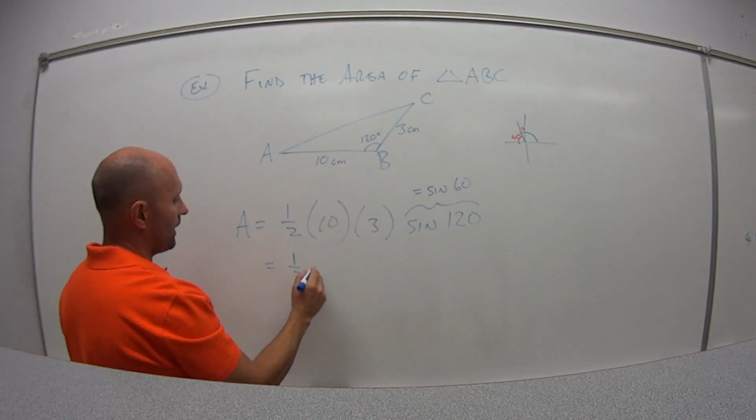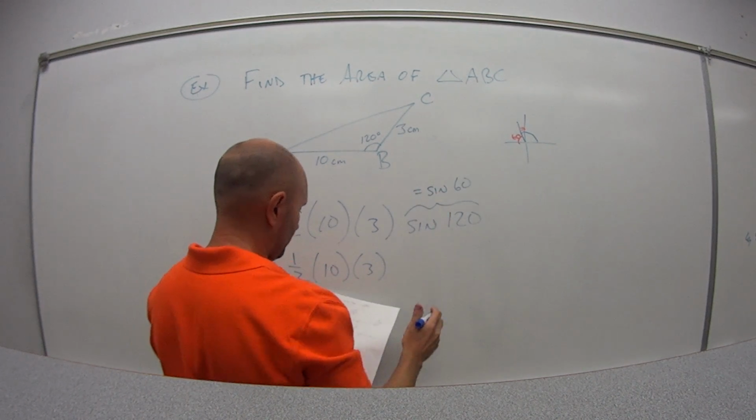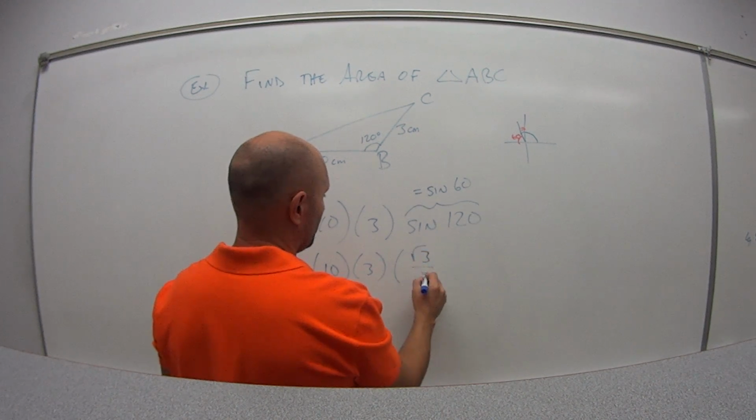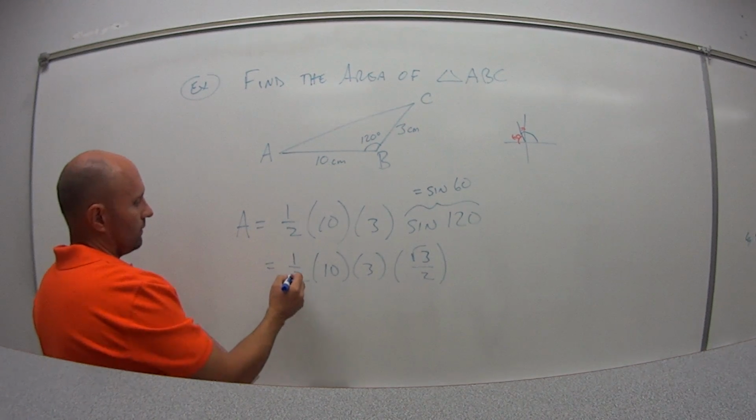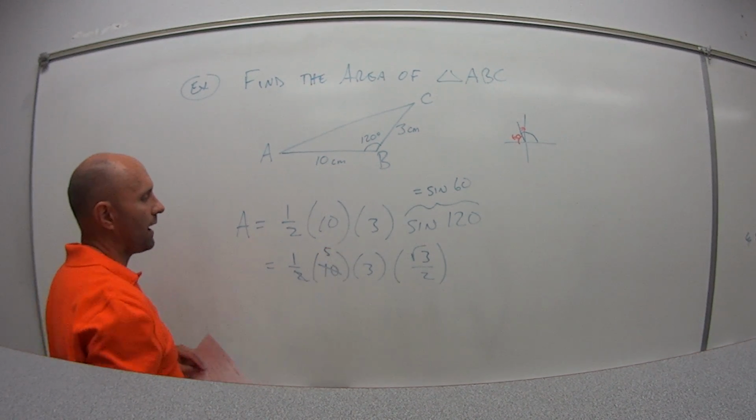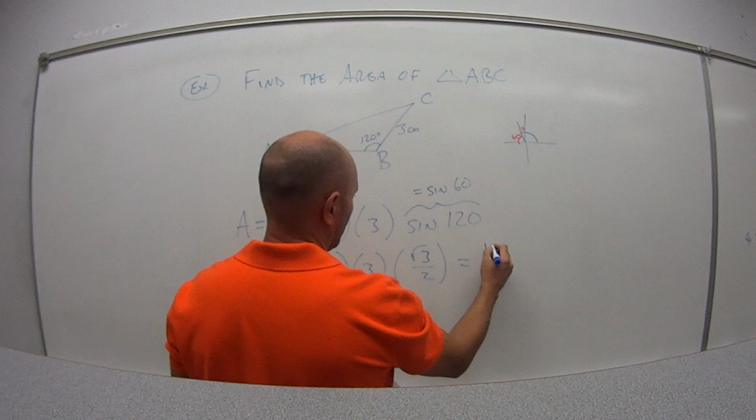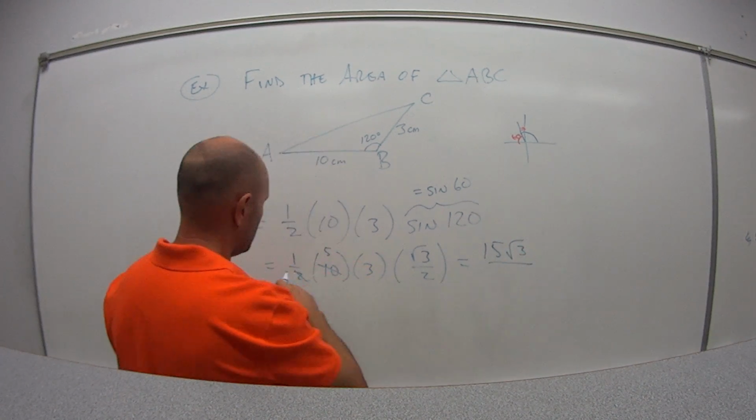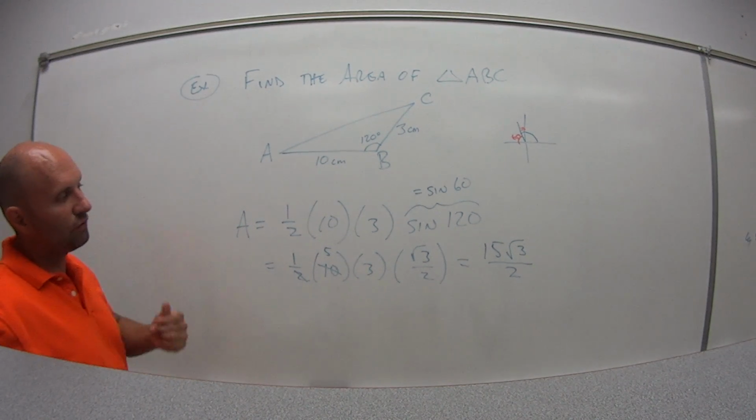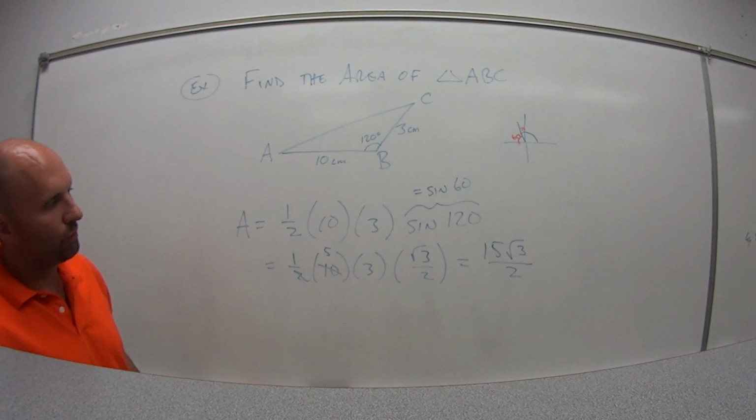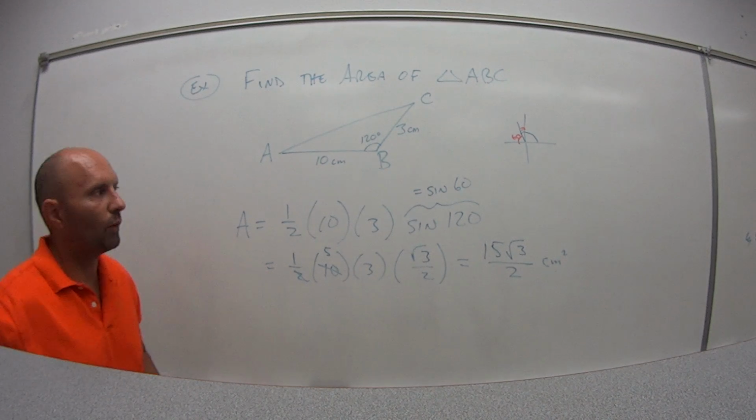So this area is 1/2 times 10 times 3, and sine of 60 degrees is square root of 3 over 2. So 2 can cancel with the 10, give us 5. And then we just multiply across. So 5 times 3 is 15 times square root of 3. And in the denominator, the only thing we have left is this 2. So the answer would be 15 square root of 3 over 2. And if we want to put the units in there because we had centimeters, it's centimeters squared.